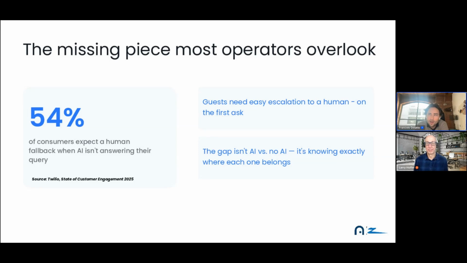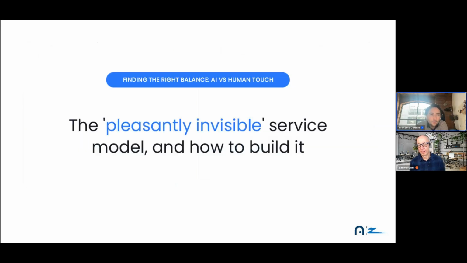It's also thinking, well, how can I improve the experience? So I can go back to what we talked about, which is pleasantly invisible. Being that sort of invisible service that knows exactly what the guest wants, when they want it, where they want it, and to create that 5-star journey.